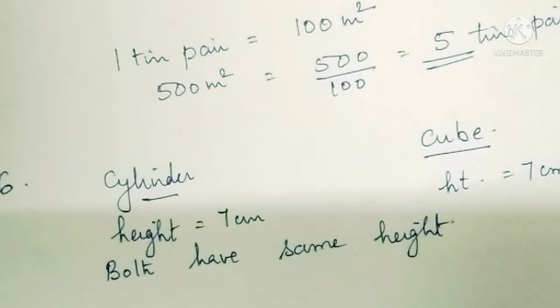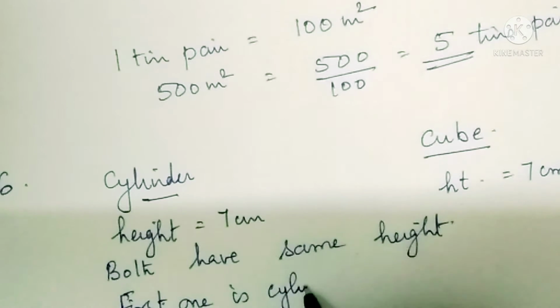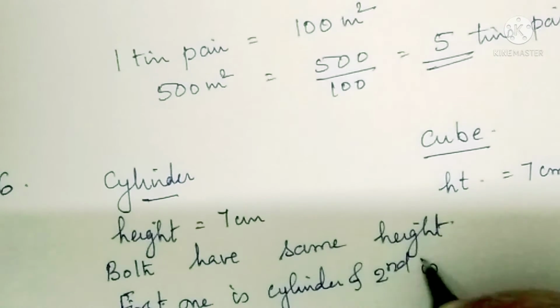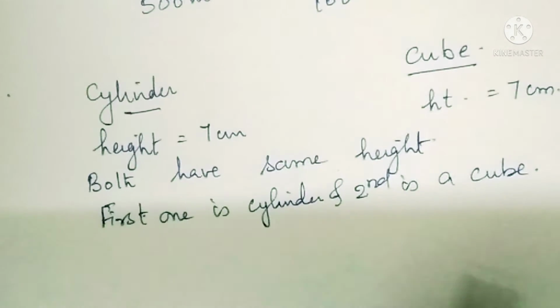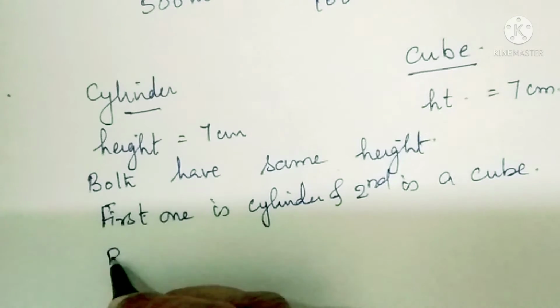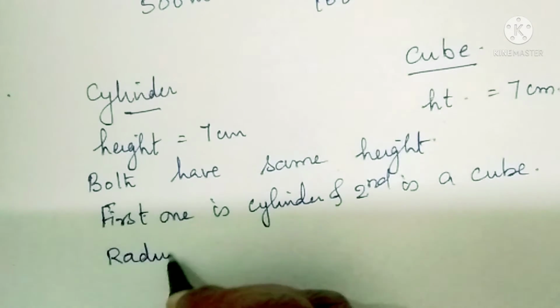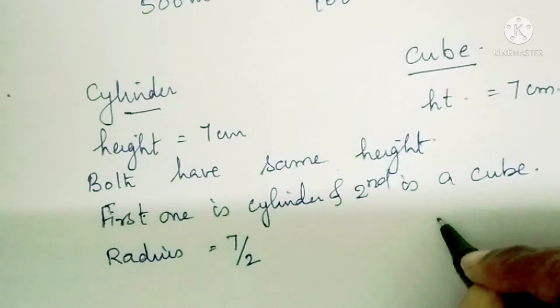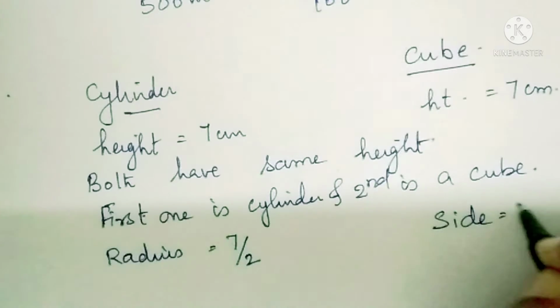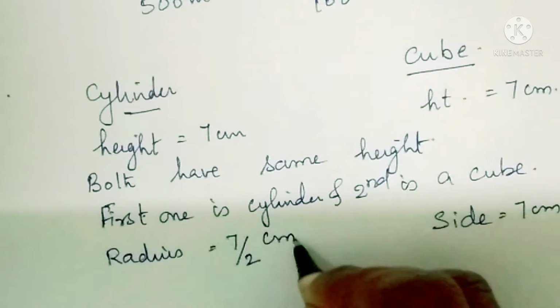Okay. Now what is the difference? One is a cylinder. First one is cylinder, and second is a cube. Now what is one more difference? If you see, what is the other difference? The radius is 7 upon 2 and here side is equal to 7 centimeter. So these are all differences.